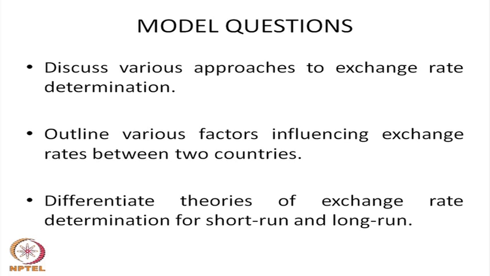Differentiate theories of exchange rate determination for the short run and long run. As we have discussed, in the long run it is purchasing power parity, that is, the fundamentals, that determine the exchange rate. In the short run, it is the money supply, the demand and supply of foreign currency, the inflation differential, and the interest rate differential. These are a few determinants for the short-run movement of the exchange rate. In the long run, it is only purchasing power parity that decides the long-run movement of the exchange rate.